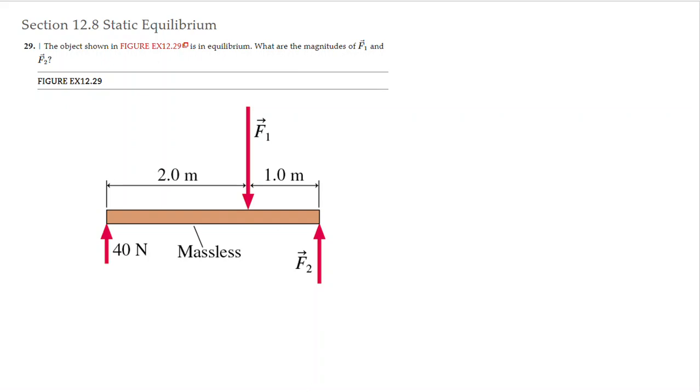Hi students, in this exercise they give us a rigid bar which is in static equilibrium. They ask what are the magnitudes of the forces F1 and F2 that are acting on this massless rigid bar. So what are we going to do to solve this exercise?